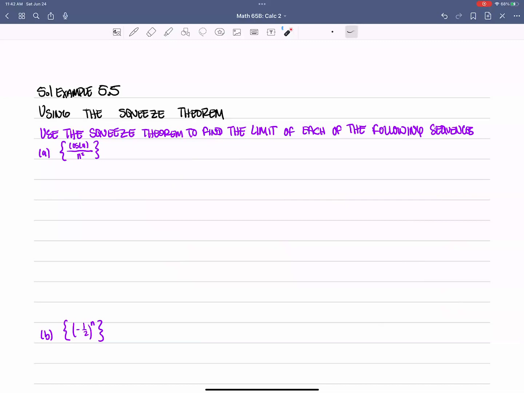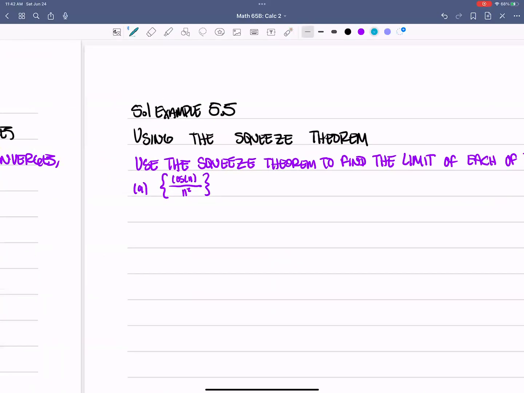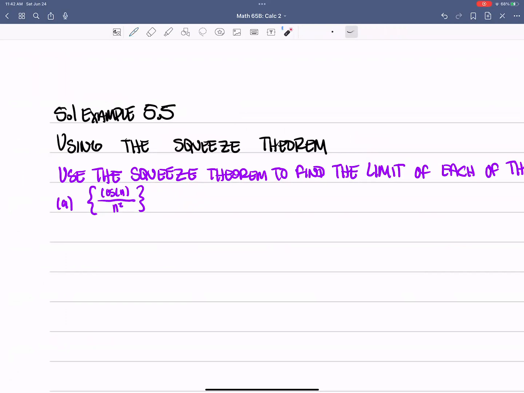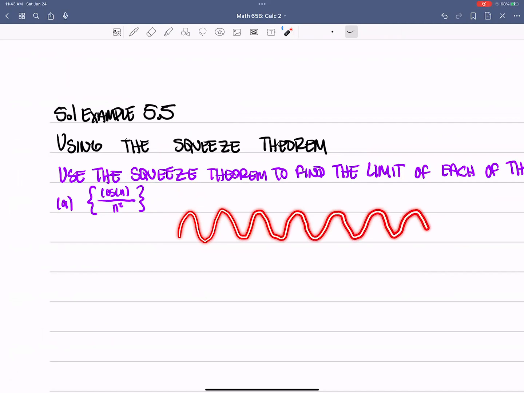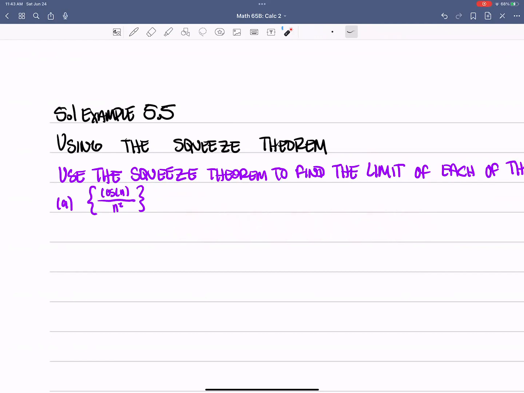I know it's a little weird, but let's take a look at these values. Looking at this here, I know that cosine kind of just does something like this, where it goes as high as +1, but also as low as -1. So I know that isn't going to change much. If we make the lower function just -1/n², that should be less than or equal to, for all values, cosine of n/n².